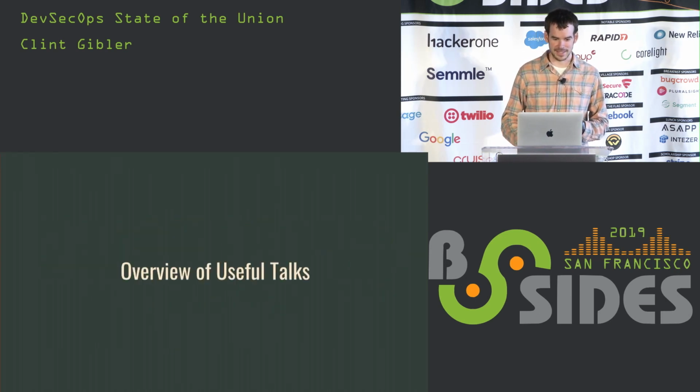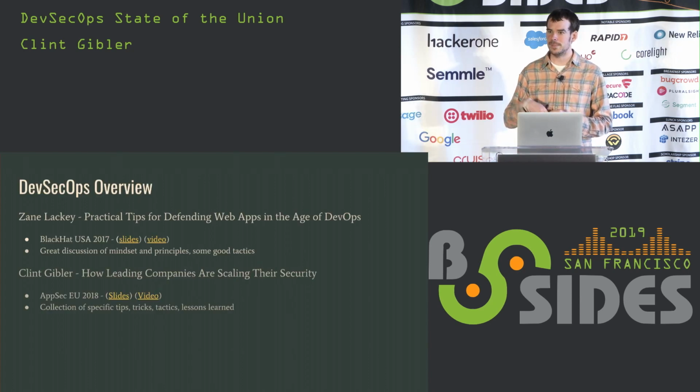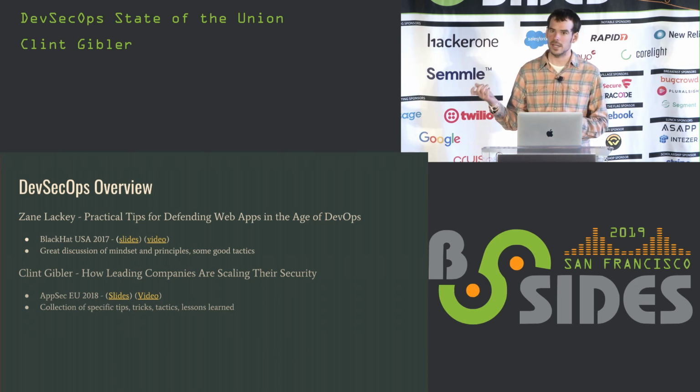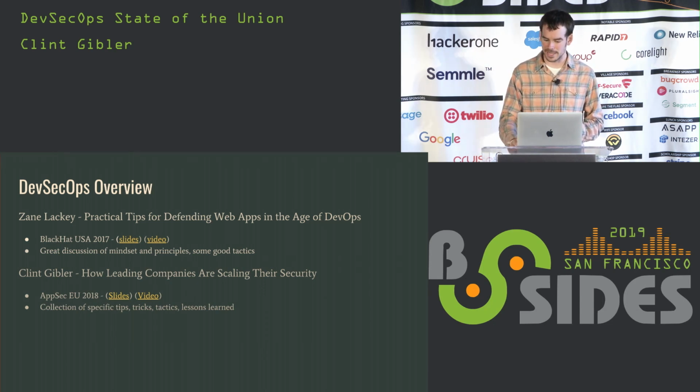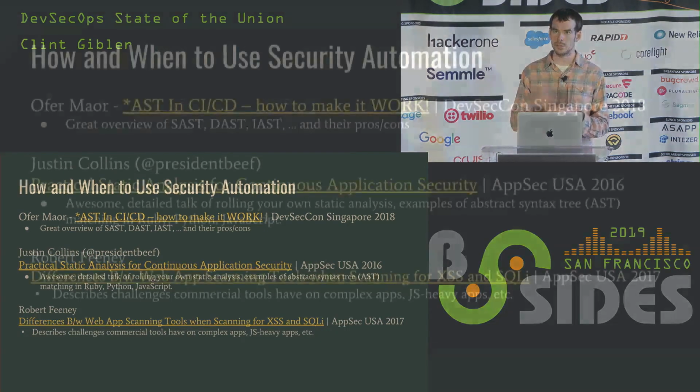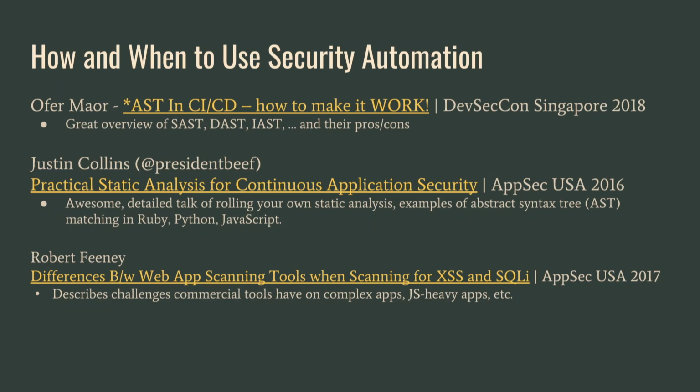Finish strong. OK. So if you want some interesting mindset and principles about DevSecOps, I would encourage Zane's talk. If you want a collection of practical tips and tricks from a bunch of companies, my AppSec EU talk was a condensed version of many of those. If you are curious about the pros and cons, a nice overview of SAST and DAST, Ofer's talk is quite nice. Justin, the author of Brakeman, wrote this talk on building custom AST matchers in a couple of different languages, which I thought was quite nice. If you're curious about what cases give DAST tools trouble, Robert's talk is quite good.